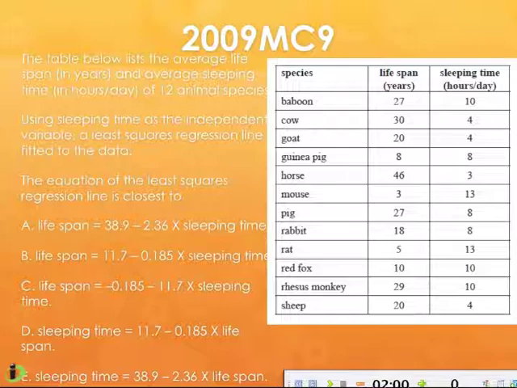Because the independent variable is sleeping time. Right. It does say that, doesn't it? Using sleeping time as the independent variable. So wouldn't that mean it's D or E? Because Y equals independent.